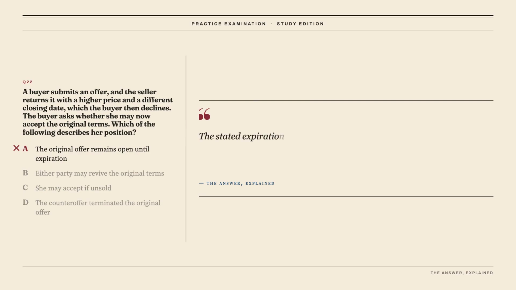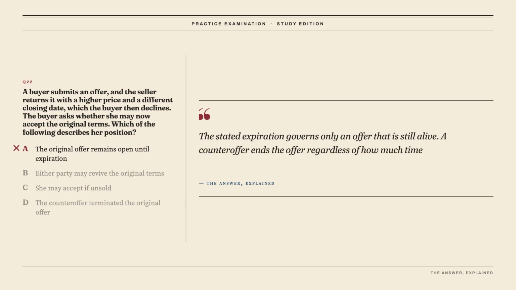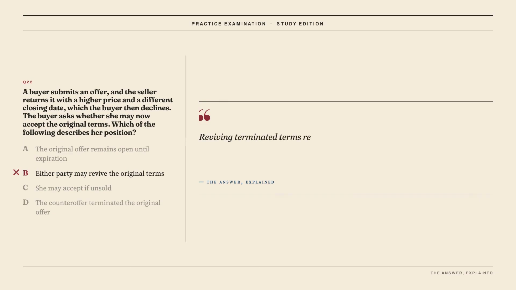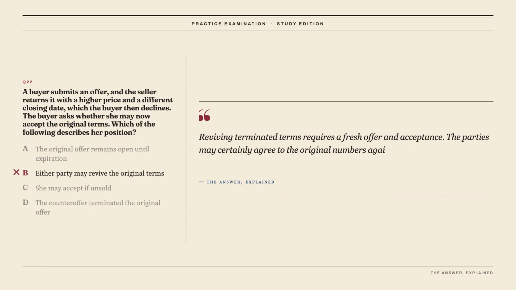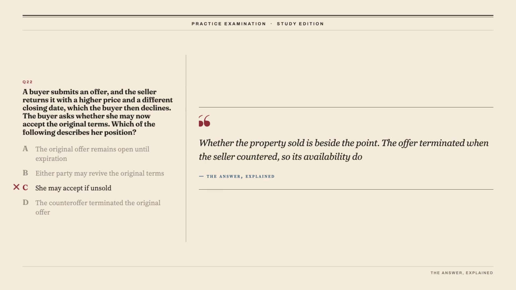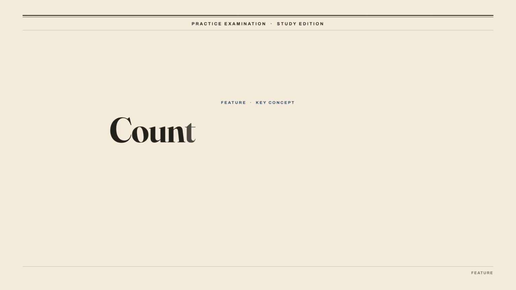A is wrong because the stated expiration governs only an offer that is still alive. A counteroffer ends the offer regardless of how much time remained on its face. B is wrong because reviving terminated terms requires a fresh offer and acceptance. The parties may certainly agree to the original numbers again, but only by contracting anew. C is wrong because whether the property sold is beside the point. The offer terminated when the seller countered, so its availability does not turn on later events.